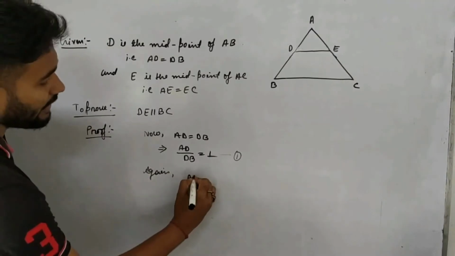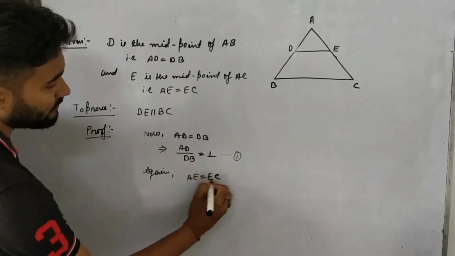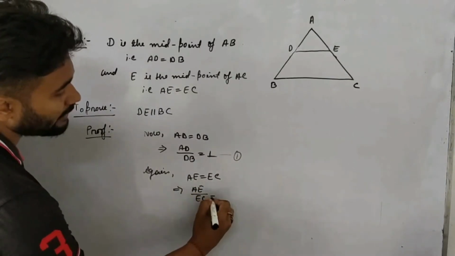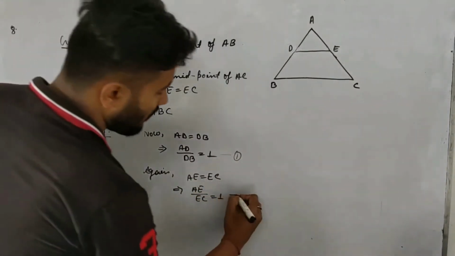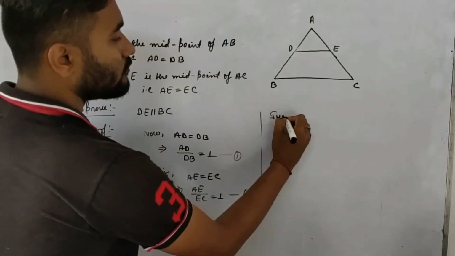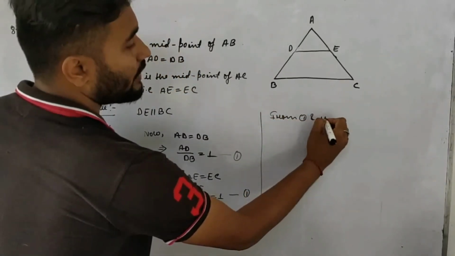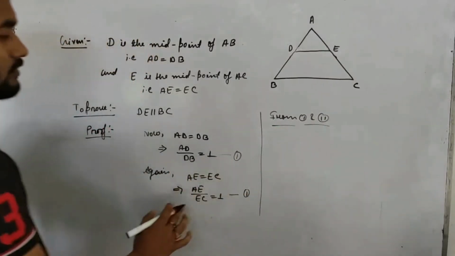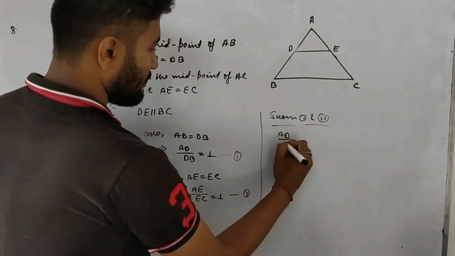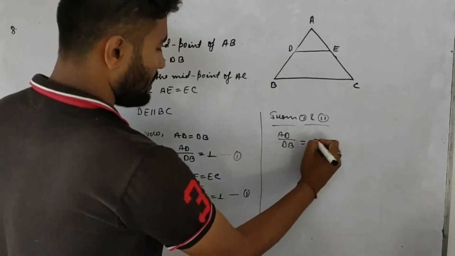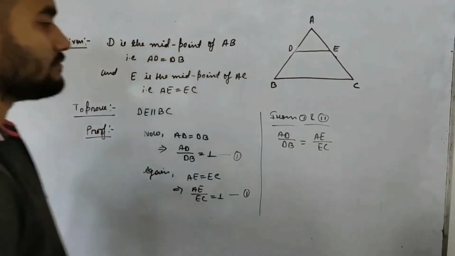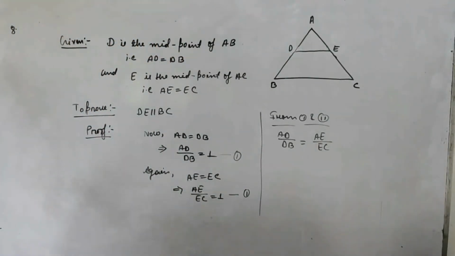Again, what is given? AE is equal to EC. So if I divide these two also, AE by EC, they are also equal, right? That will also be equal to 1. Now, from 1 and 2, clearly we can see this is also equal to 1, this is also equal to 1. So what you can say? That AD by DB will be equal to AE by EC. Okay, that one you have got.